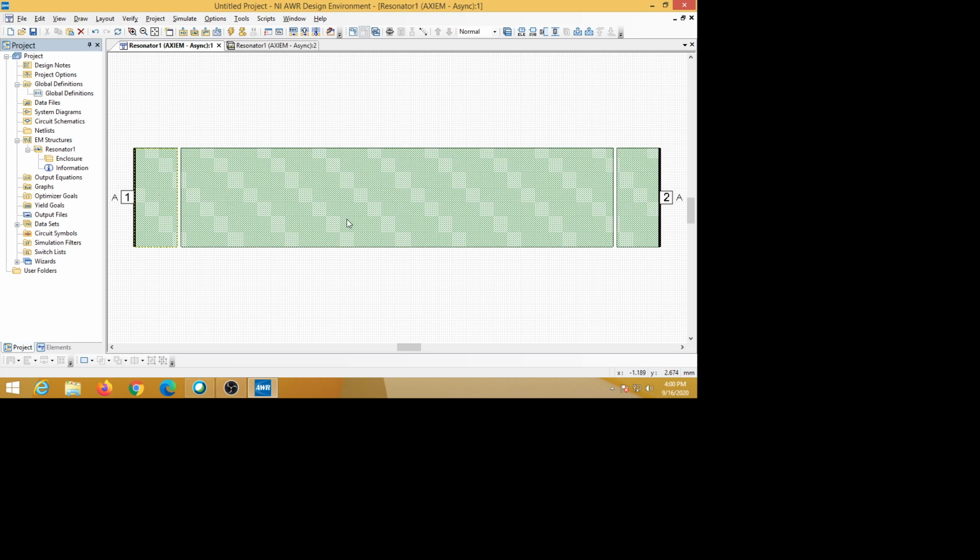Automatically, as we saw, because it is symmetric, the two results will be identical. S11 and S22 are identical, S12 and S21 are identical. So either S21 or S12, or S22 or S11, we can see in the result analysis. Now we will see only S12, because S21 is similar to that.